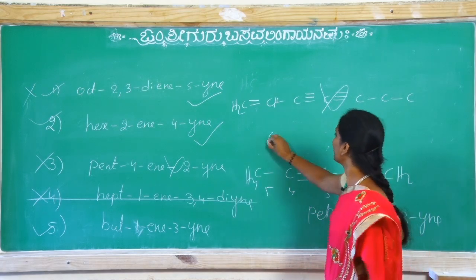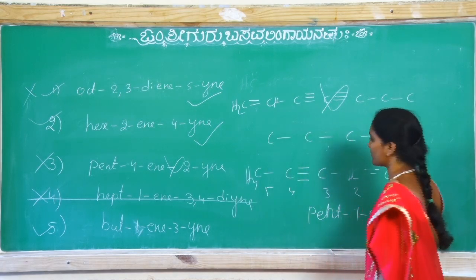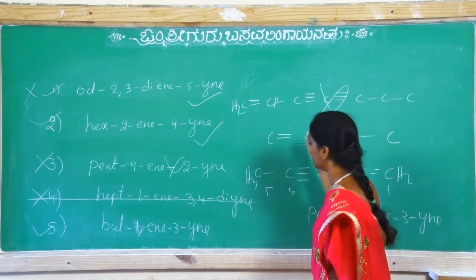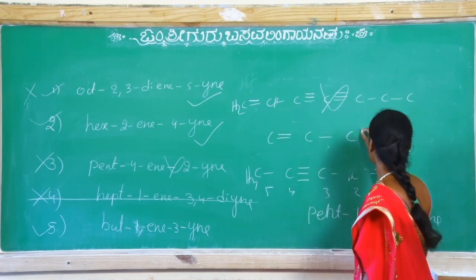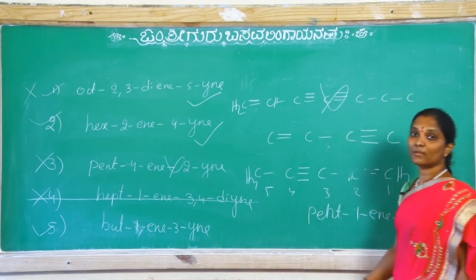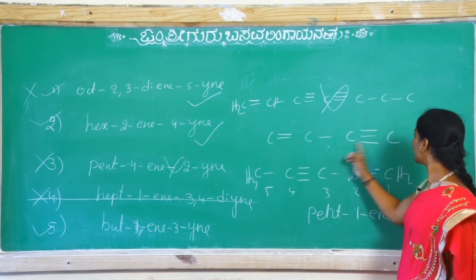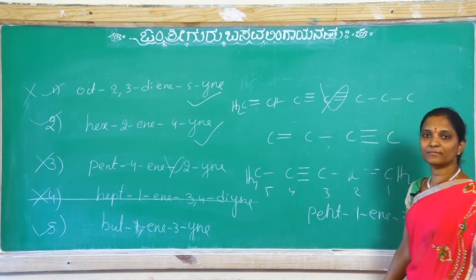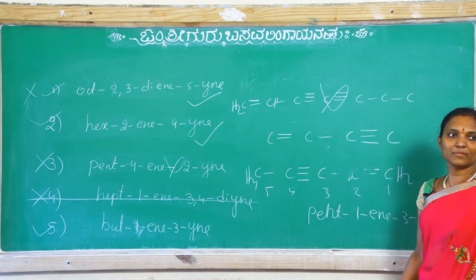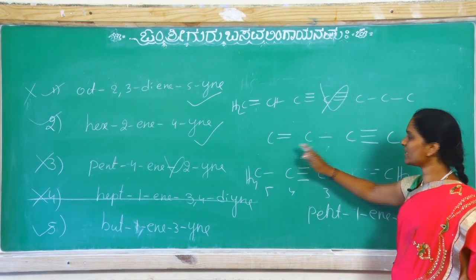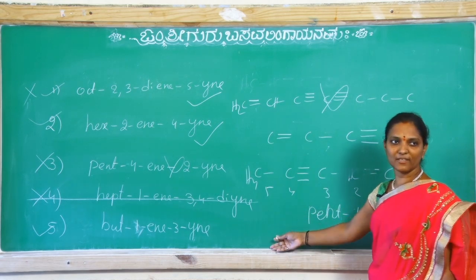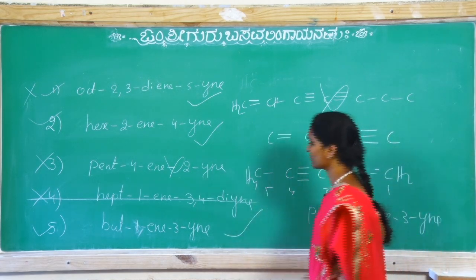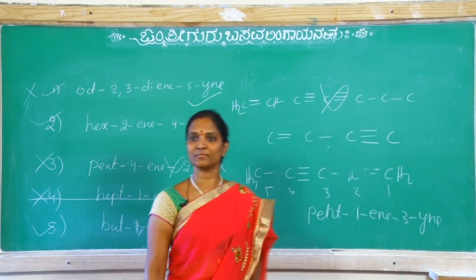But 1, 2, 3, 4. 1-ene, 2, 3-yne. 1-en-3-yne is correct. 1-en-3-yne. Least number to double bond. What I gave is the correct one. This is only correct. Okay.